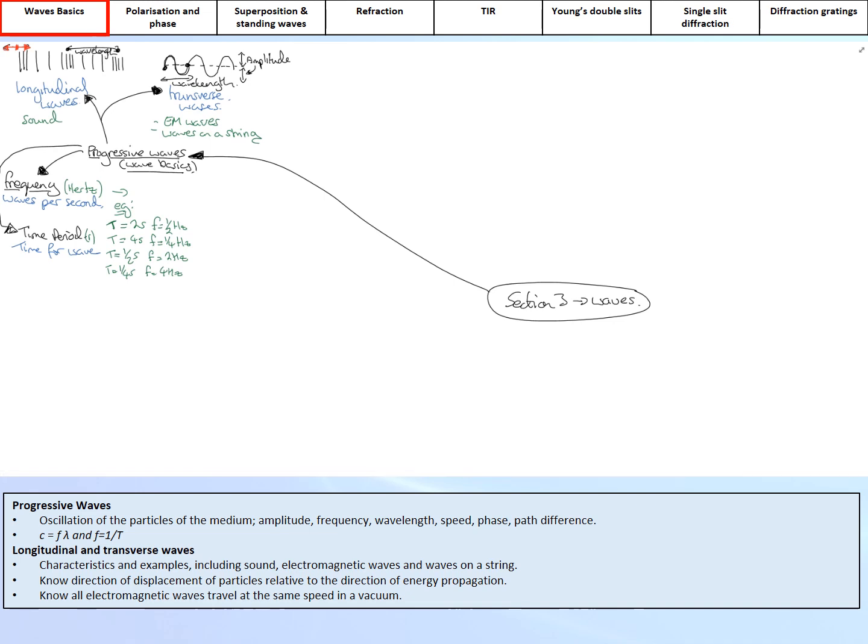So we can see by looking at this that we can derive a relationship between frequency and time period. And we can see that frequency is 1 divided by the time period. So if time period is 2, frequency is 1 over 2. If time period is 4, frequency is 1 over 4. Or we could rearrange that to give time period is 1 over frequency, such as in the second 2 examples. And that's what frequency means and how it's related to time period.